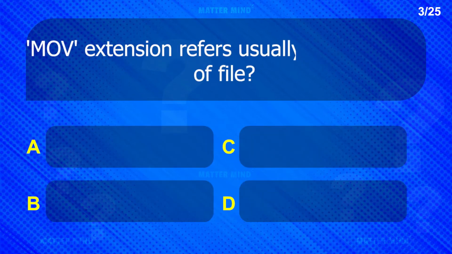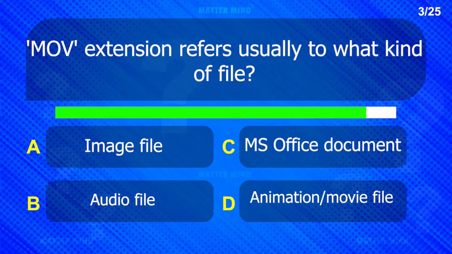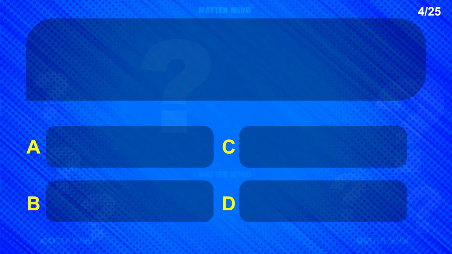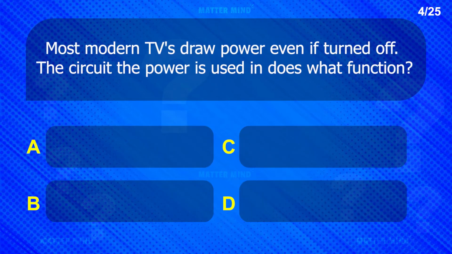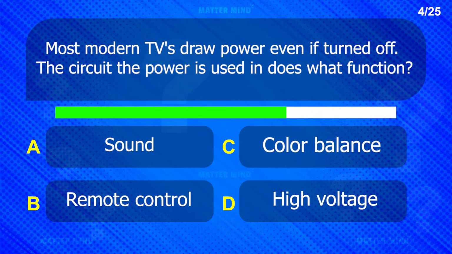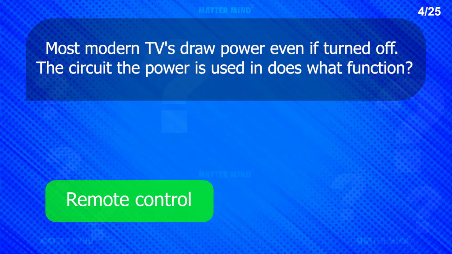MOV extension refers usually to what kind of file? Animation or movie file. Most modern TVs draw power even if turned off. The circuit the power is used in does what function? Remote control.